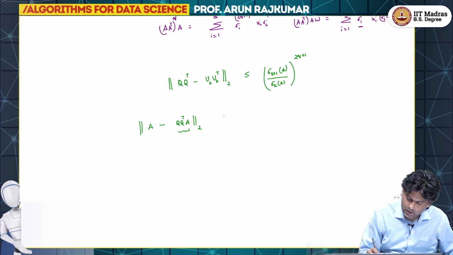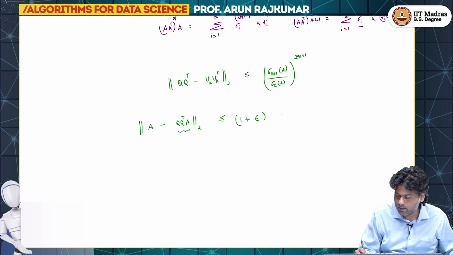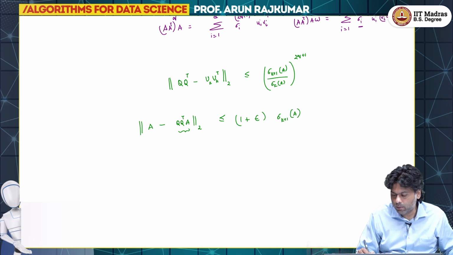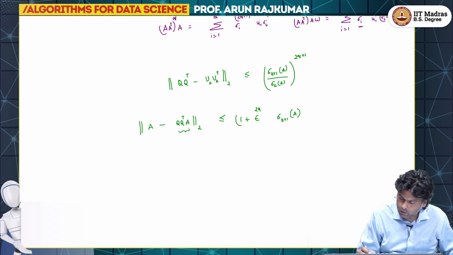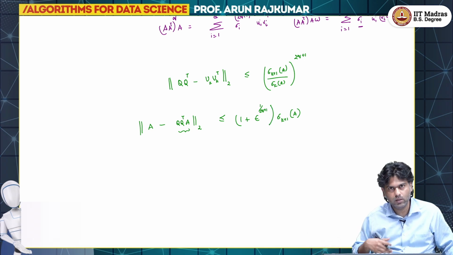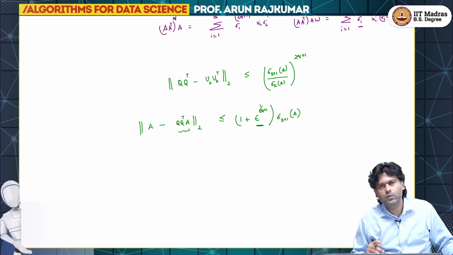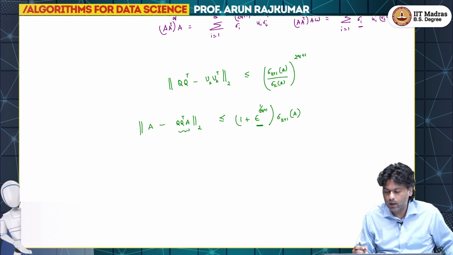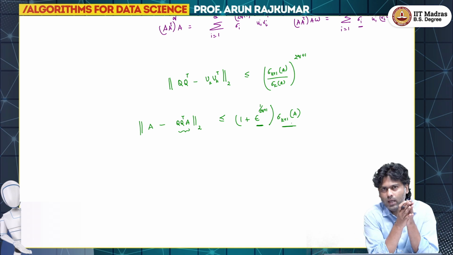Well, we can represent this as, remember earlier it was 1 plus epsilon times sigma k plus 1 of A. Now, it is going to be (1 plus epsilon) power 1 by 2q plus 1 times sigma k plus 1 of A. You can work this out as well. So, basically what we are saying is that this number is going to be much smaller. You still have to suffer sigma k plus 1 of A.